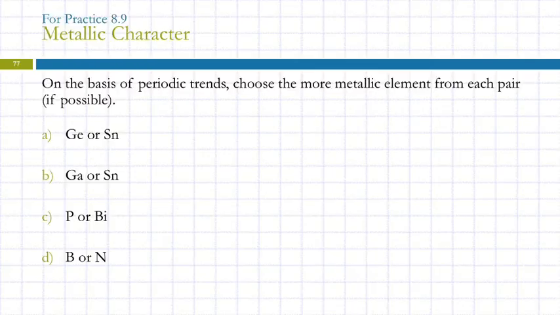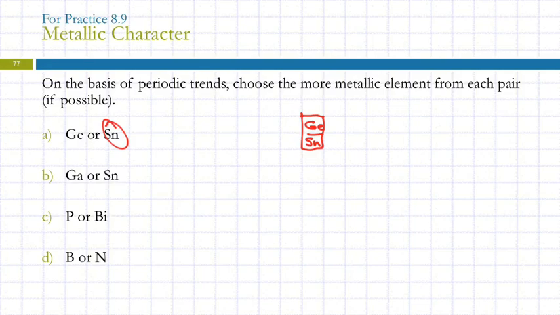On the basis of periodic trends, choose the more metallic element. So germanium or tin. Here we have germanium, it's here, Ge, and tin. Who's more metallic? Tin. Germanium is actually a semi-metal, and tin is a metal.